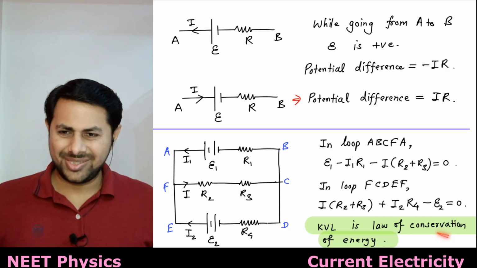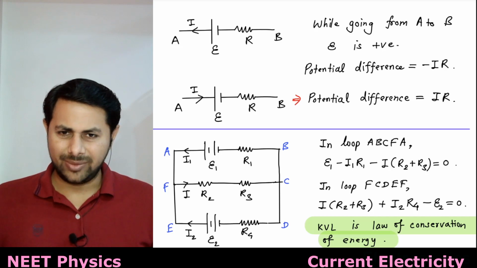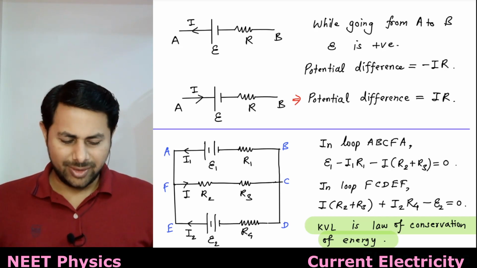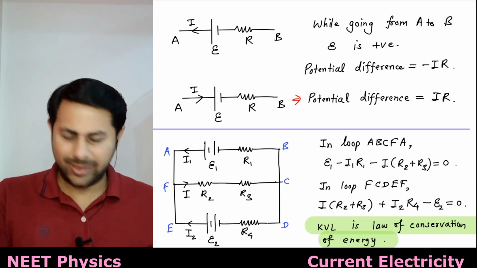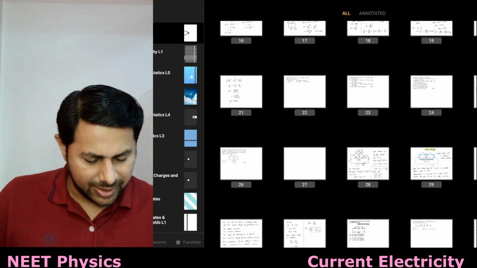So this is how we apply Kirchhoff's voltage law, also called Kirchhoff's loop law. The first one is called Kirchhoff's junction law, and this one is known as the loop law. All right, so this is theory. Let's see questions based upon this so that we'll understand it better.